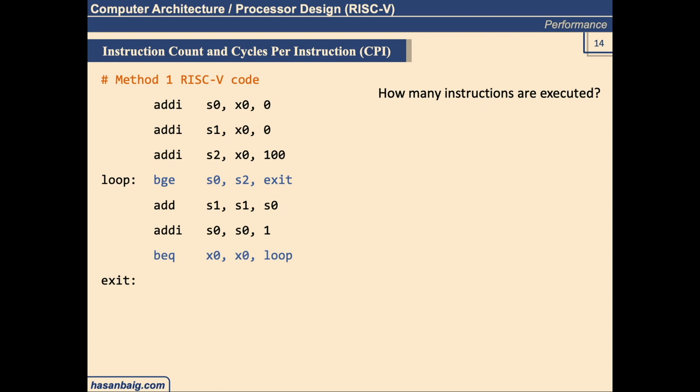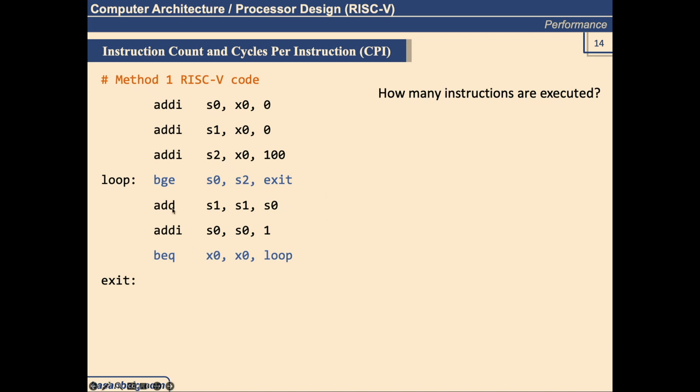230. Halfway there. How did you calculate that figure? S2 is 100 and it's doing 2 instructions every time. So S2 is 100, which means that this loop is going to execute 100 times.